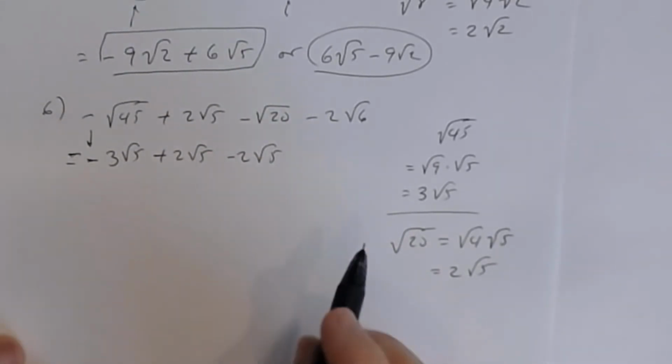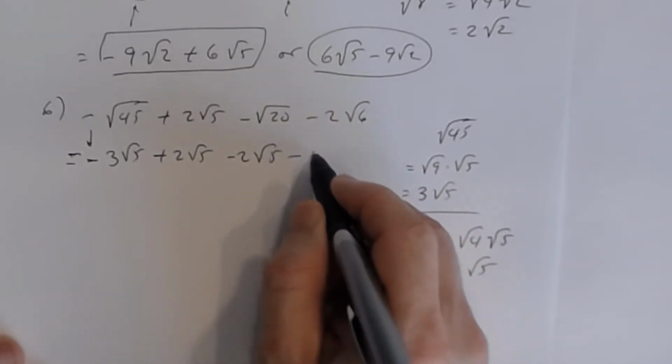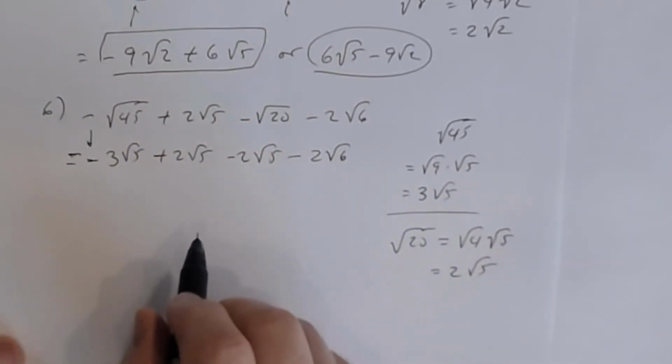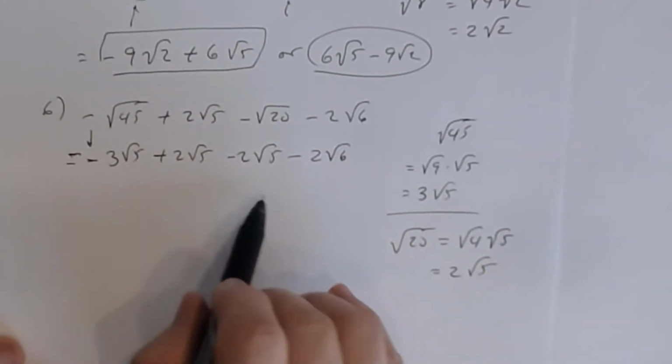Now let's look at this one. Minus 2 square root of 6. The only perfect square that goes into 6 is 1, so I cannot simplify that. So the only two of these I could simplify is this one and this one. And there's the work.